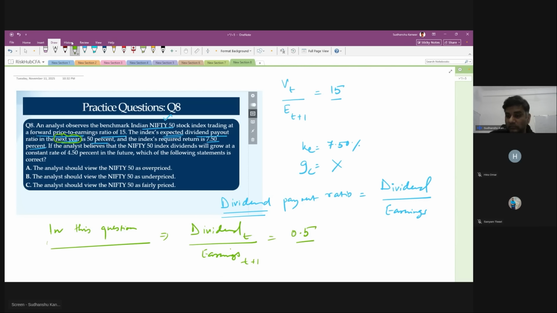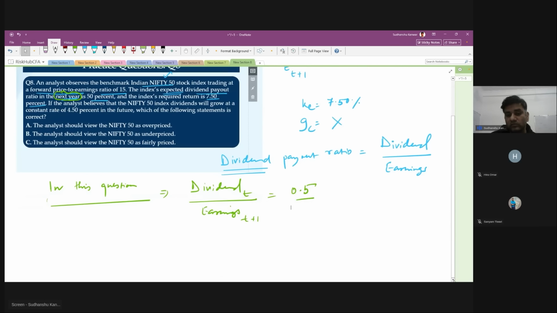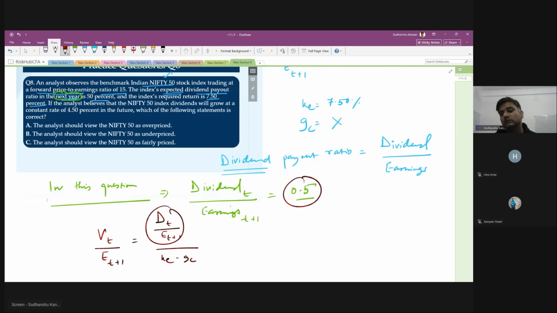Now, once you have seen this, it should suddenly strike you that the question is trying to trick me. The question is very easy, but it is trying to trick me. If you remember, the formula was V_t divided by E_t plus 1, and I told you it is D_t divided by E_t plus 1, times (Ke minus Gc). This was the formula, right? So this part is given as 0.5. The question is just trying to look very difficult, but it is very easy to be fair.